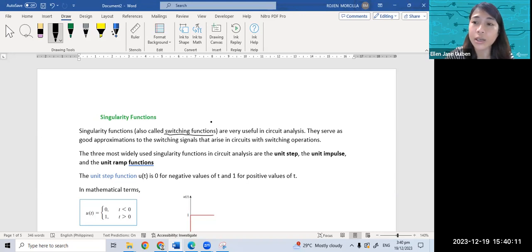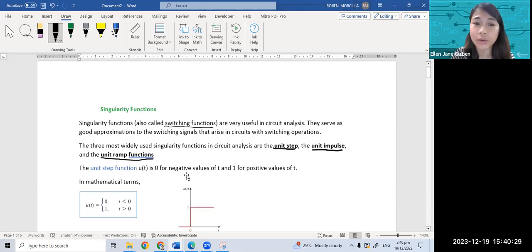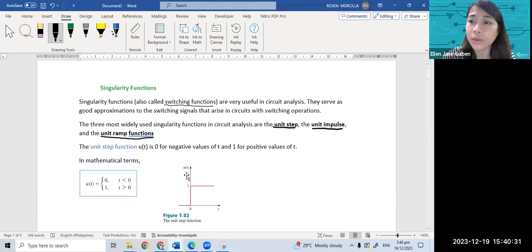Okay, so there are three mostly used singularity functions. These are the unit step, the unit impulse, and the unit ramp functions. The unit step function, where we will start, is what we will be mostly using for our topic.